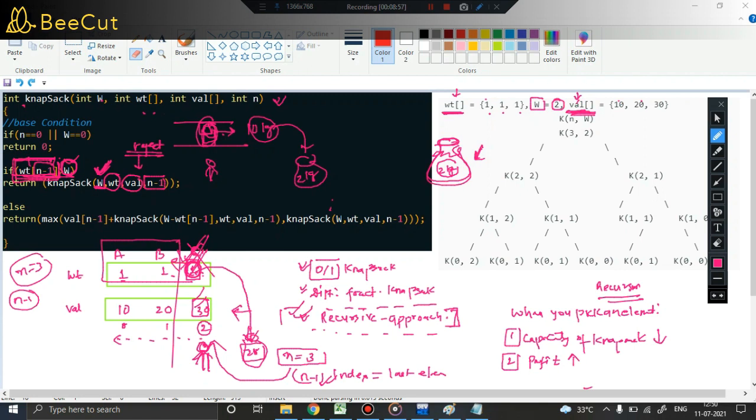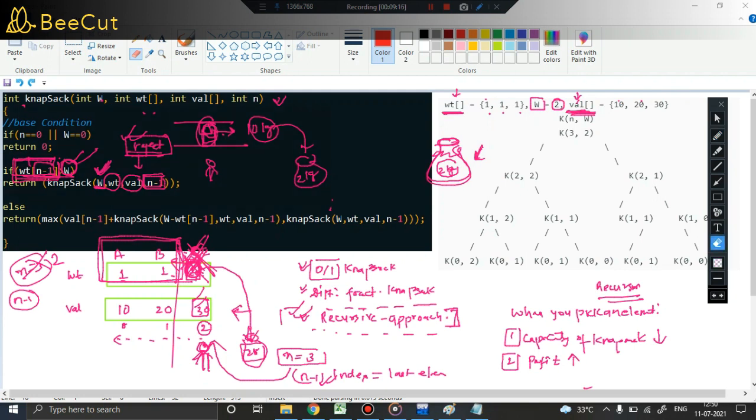Since you are ignoring this item at this point, you are not going to consider it anymore. Now you are going to focus on the remaining elements. So the number of items reduced from 3 to how much? 2. That is why I am writing n minus 1. So remember, this is the case when you are rejecting an item due to overweight, right?